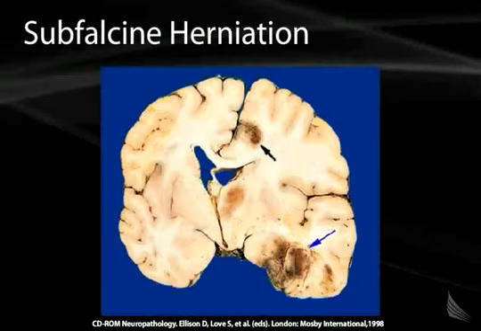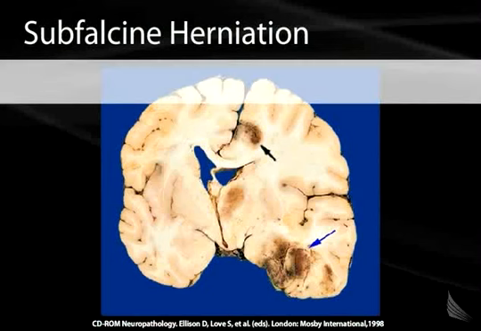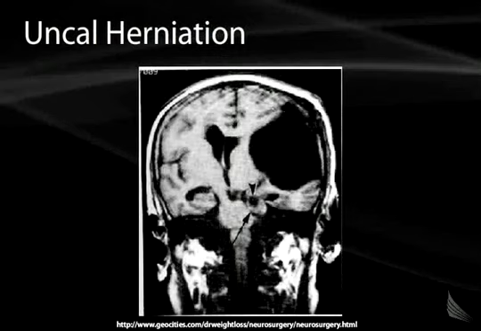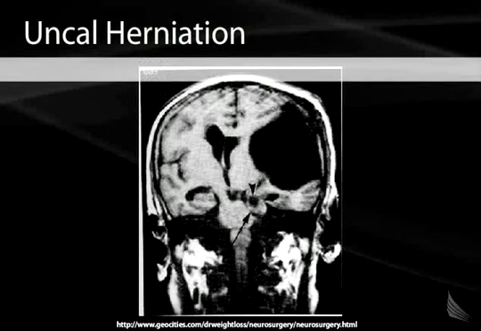Here is an example on gross pathology of subfalcine herniation. Again, you can see the corpus callosum is stretched in the middle, and there is the shifting of the cingulate gyrus on the right going towards the left. Interestingly, you can also see that there is a blue arrow pointing to a large infarct on that side. That was the etiology of the edema. Here's an example of uncal herniation. Here you can see that the temporal lobe is compressing against the midbrain.